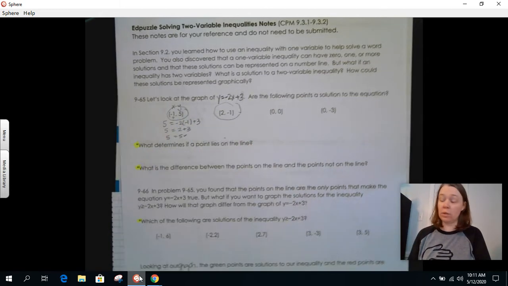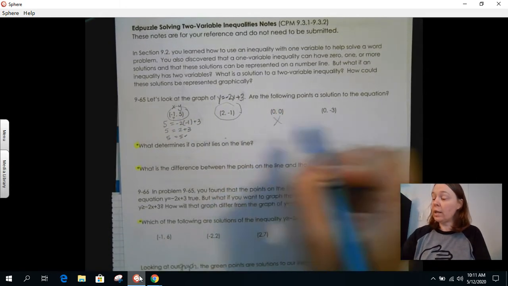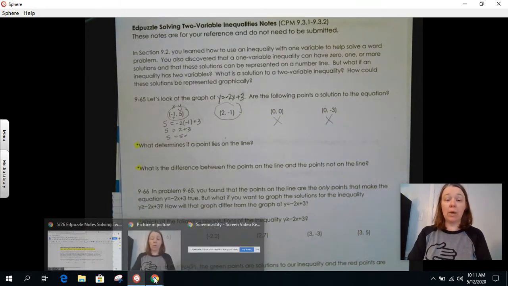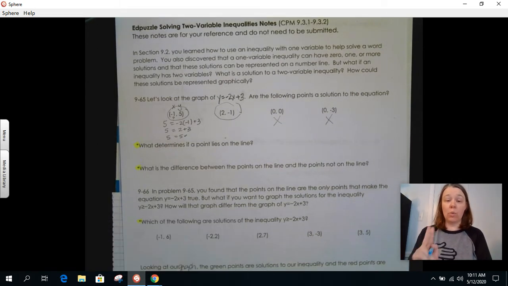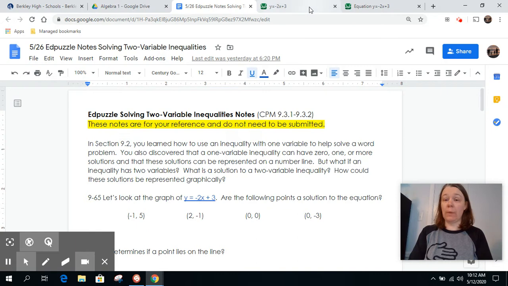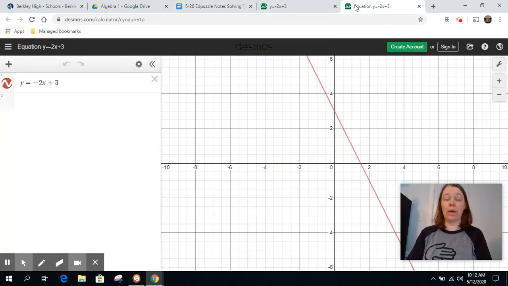This ended up being a solution. These two were not solutions. As we look at the graph, we want to keep that question in mind. Two things really: what determines if a point lies on the line, and what's the difference between the points on the line and the points not on the line? Again, these are going to be Edpuzzle questions in a second, so you want to make sure that you're paying attention right now. Okay, we want to look at this graph.